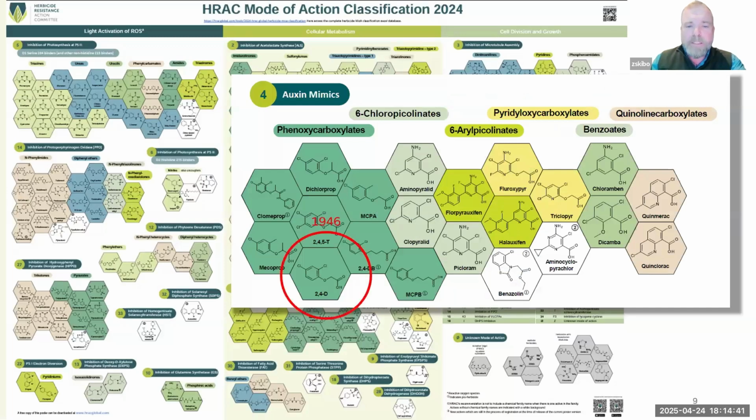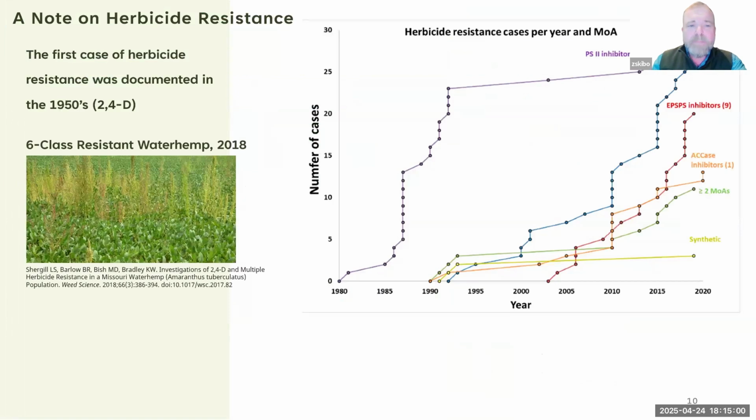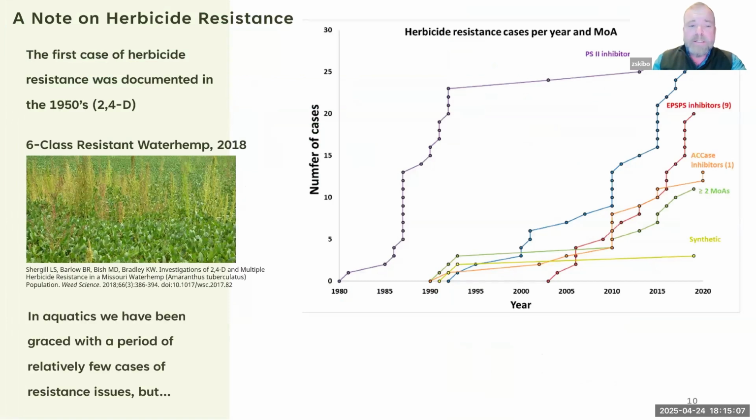So here are the auxin mimics. 2,4-D was 1946. Out here we've got dicamba, aminopyralid, and then florpyrauxifen, which was invented in 2017. That is the latest mode of action that we have seen in aquatics. Now, the first case of herbicide resistance was documented in the 1950s. And today we have species such as waterhemp that are known to be resistant to up to 6 classes.